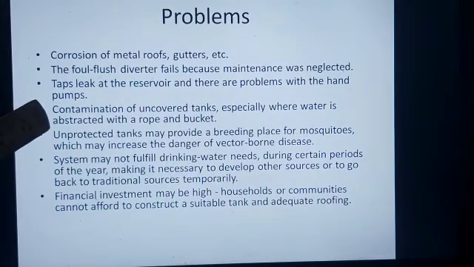Contamination of uncovered tanks, especially where water is abstracted with a rope and bucket. Here you can see that some tanks are not covered. When the tanks are not covered, dust particles keep falling in them continuously, so this water is highly contaminated. Unprotected tanks may also provide a breeding place for mosquitoes, which may increase the danger of vector-borne diseases. They may increase the risk of malaria, dengue, etc.